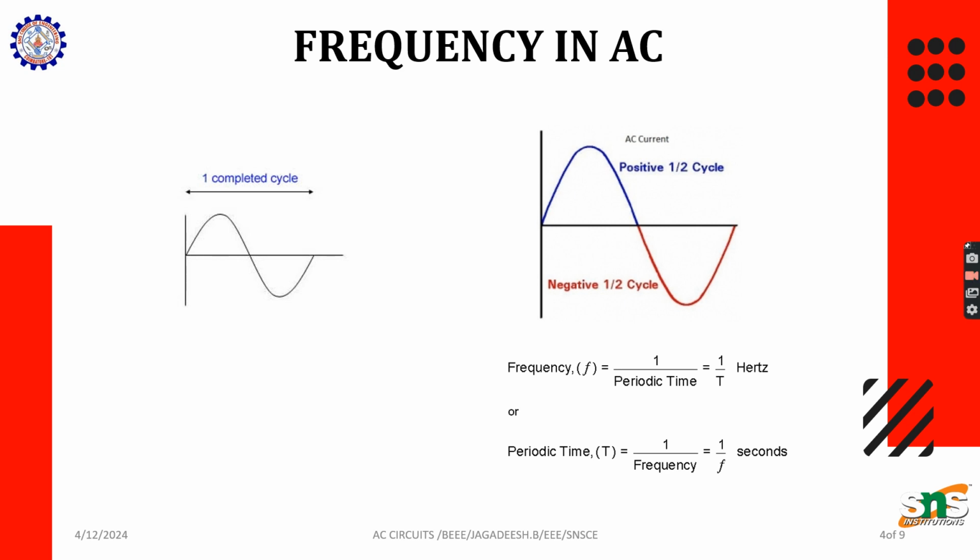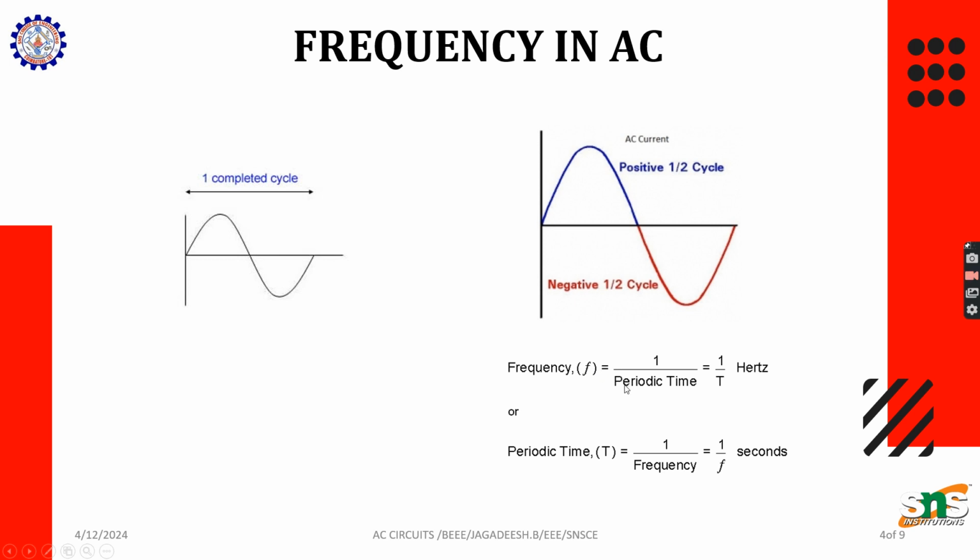And as I mentioned, there is a frequency in AC. So let us understand what frequency is. I have shown a single phase sinusoidal waveform with one positive cycle and one negative cycle, which is called one complete cycle. For one complete cycle, the time is denoted as T. So here a positive cycle and a negative cycle are there.